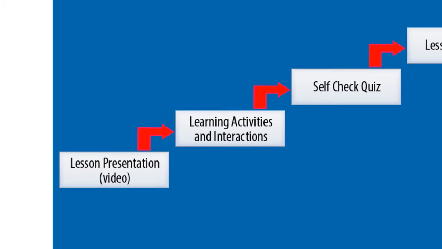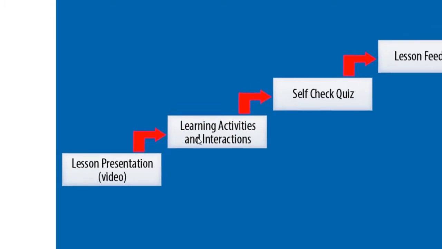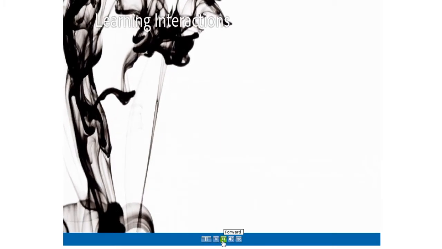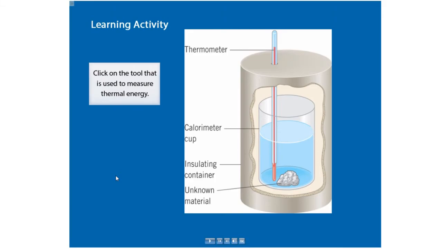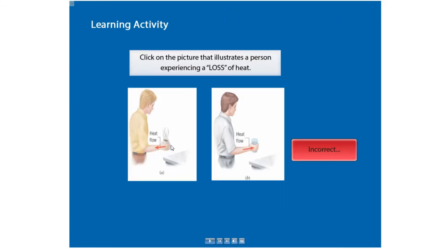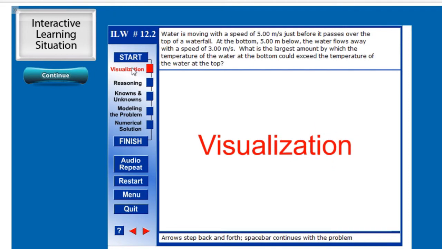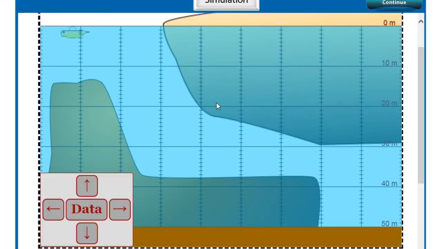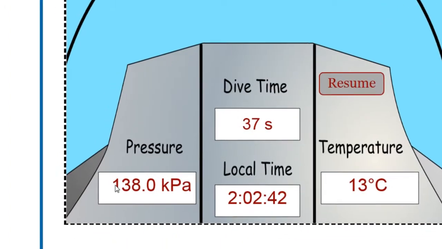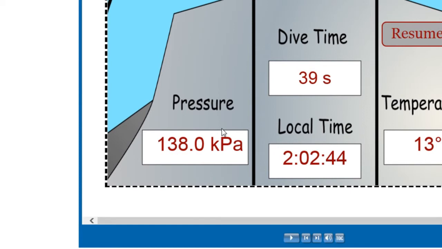Next, let's take a look at the learning activities and interaction. The learning interactions provide students with instant feedback. There are interactive learning situations where students are walked through problems, given visualizations. Here's an interactive simulation where students will navigate a submarine to a certain depth, and then they can record data. In this case, they want to focus on the pressure at a certain depth.